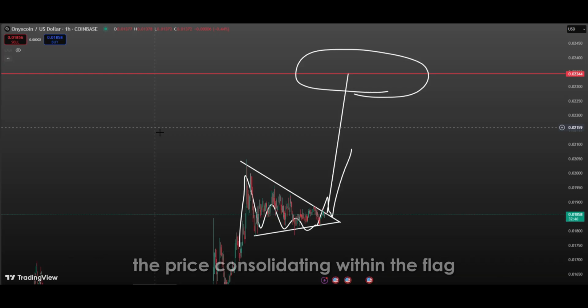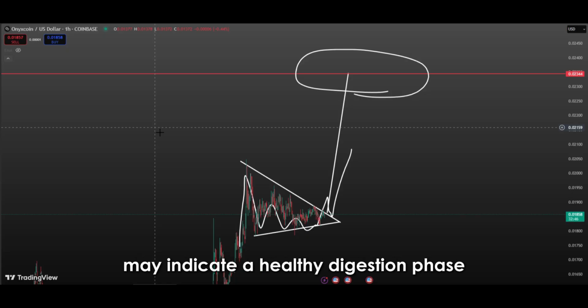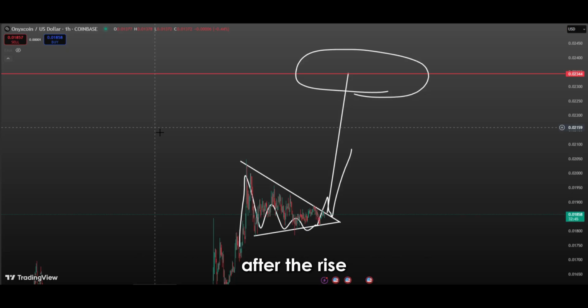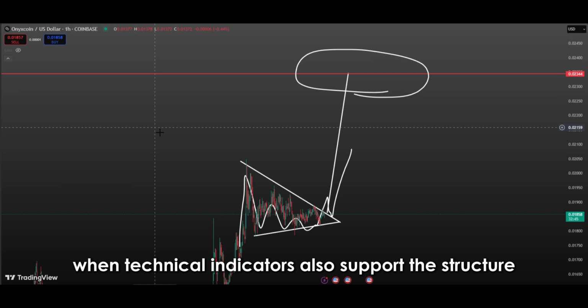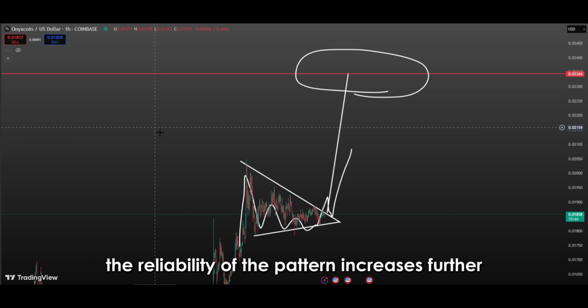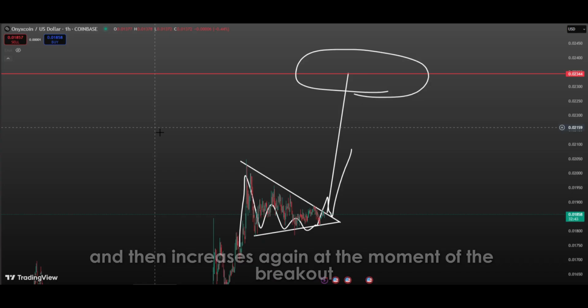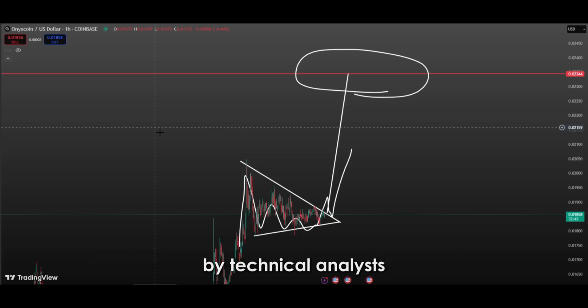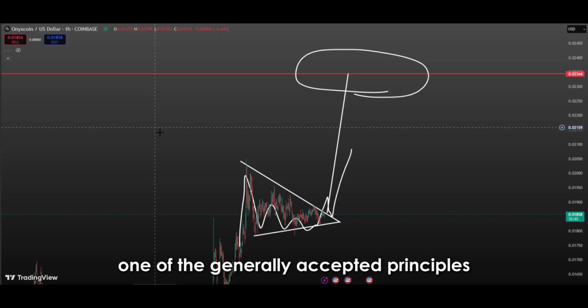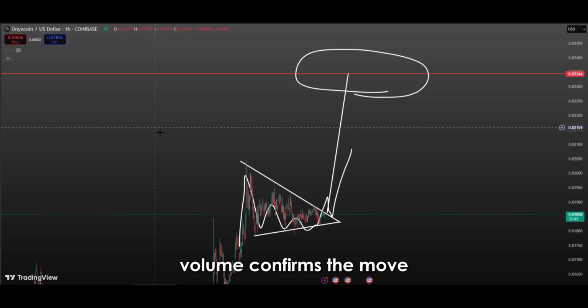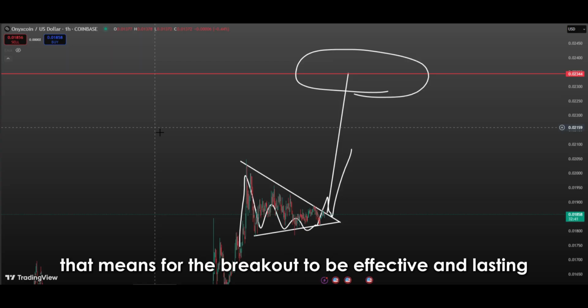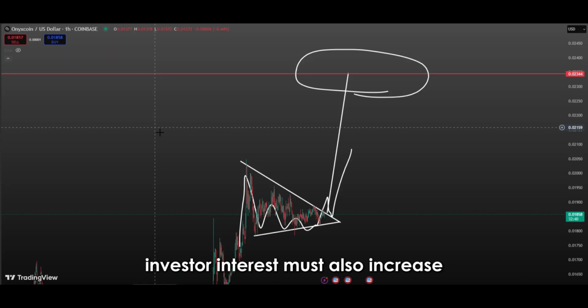In the current situation, the price consolidating within the flag may indicate a healthy digestion phase after the rise. When technical indicators also support the structure, the reliability of the pattern increases further. For example, if volume data shows that volume decreases during the formation and then increases again at the moment of the breakout, this is considered a very positive signal by technical analysts. One of the generally accepted principles in technical analysis is volume confirms the move. That means for the breakout to be effective and lasting, investor interest must also increase. If these conditions are met, the flag pattern is more likely to play out successfully.